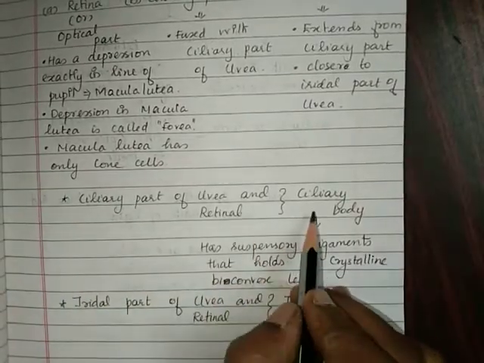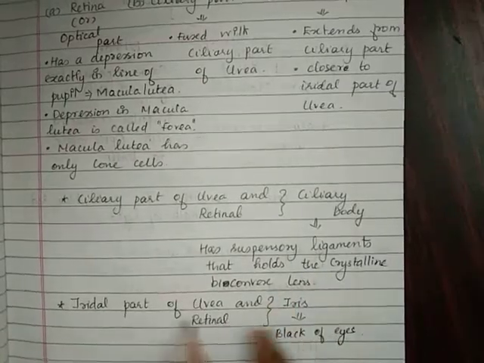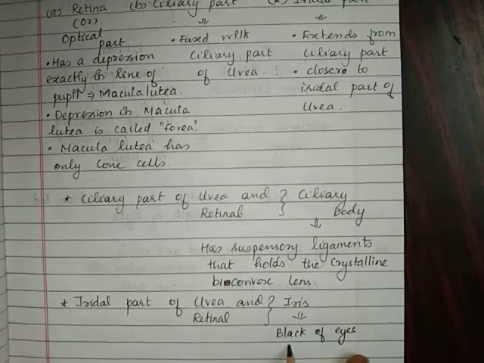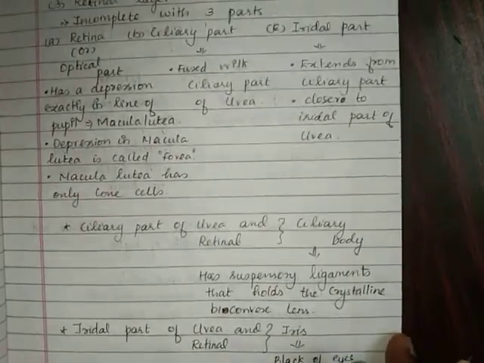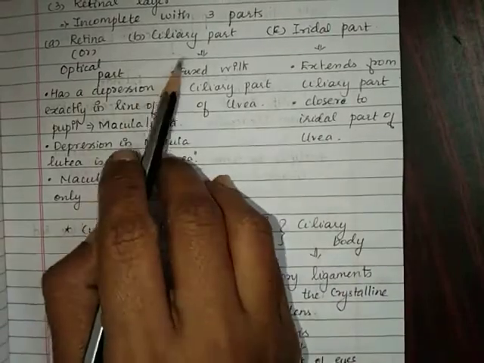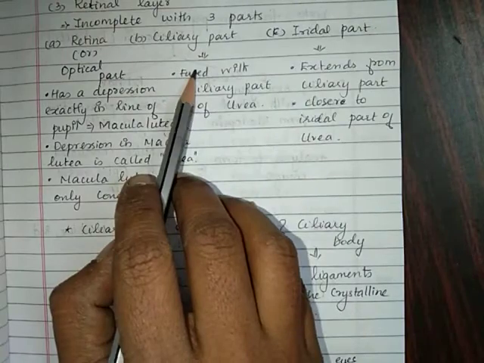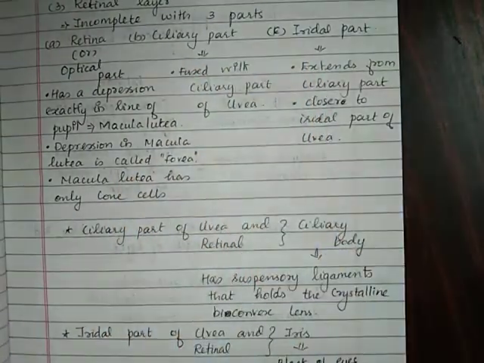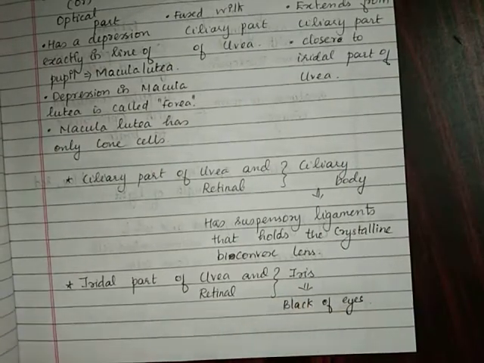So we have seen about the ciliary body, what the suspensory ligaments are that hold the lens, and the iridal part of the uvea and retina forms the iris. This iris is what is called the black of the eye, that is, the color of the eye, because of the pigments present in the ciliary body and iridal part, mainly in the iridal part. The ciliary body has less pigment, the iridal part has more pigment. So the main color of the eye, the black of the eyes, is because of this iris part.